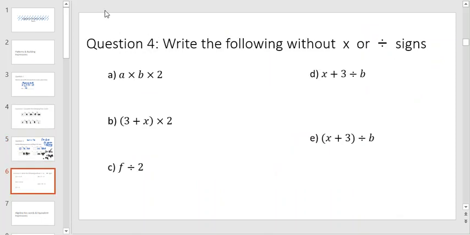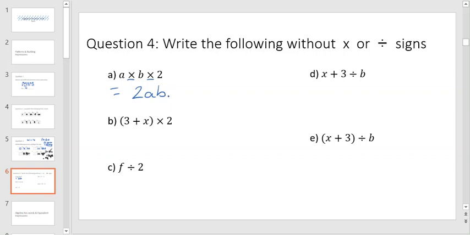And just to practice those skills, question 4 says, write the following without the multiplication or division signs. So please have a go first. Okay, so with A, we don't want to see the multiplication signs. So I've got A times B times 2. Now with algebra, the 2, any numbers come first, and then the letters, the pronumerals, you can write in alphabetical order. So A, B.